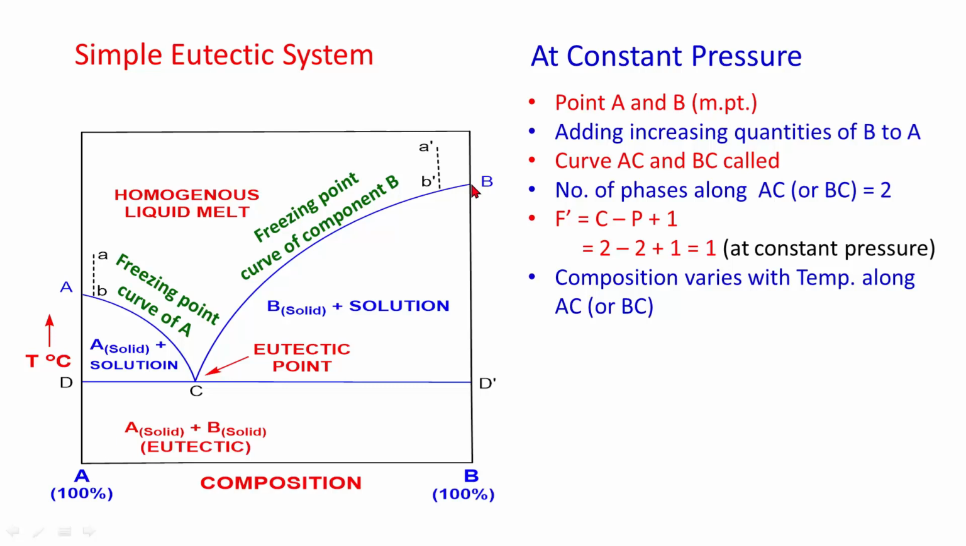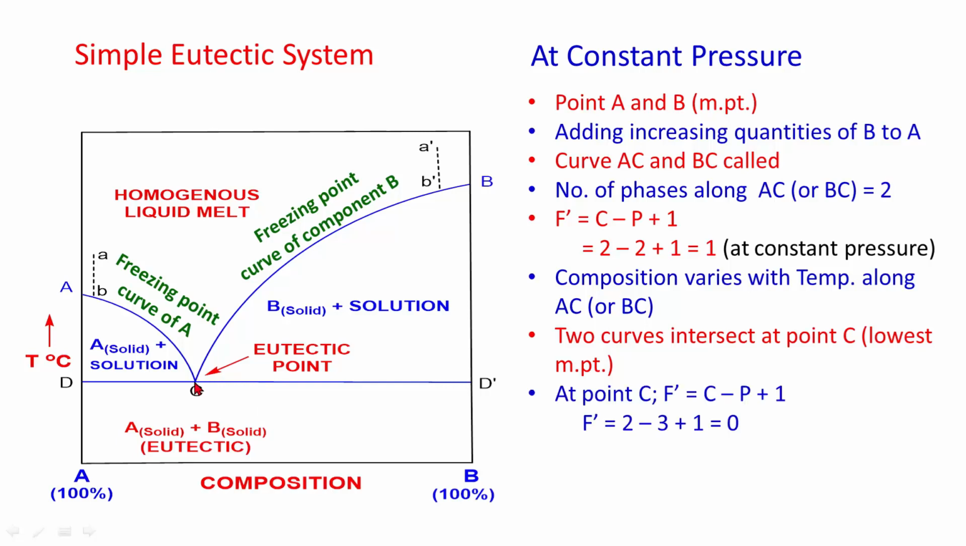Similarly, by adding increasing quantities of A to B, the melting point will decrease and it will follow path B to C. These two curves AC and BC meet at point C, which is the lowest melting point for this composition. No other composition has this lowest melting point. At point C, F dash is equal to 0. That means point C is invariant.